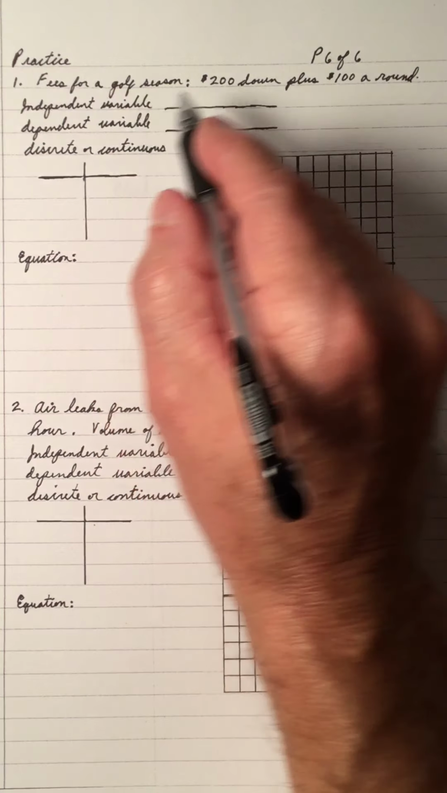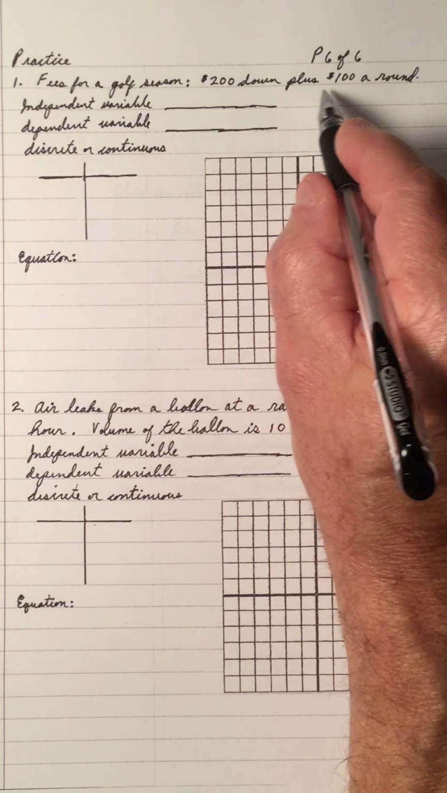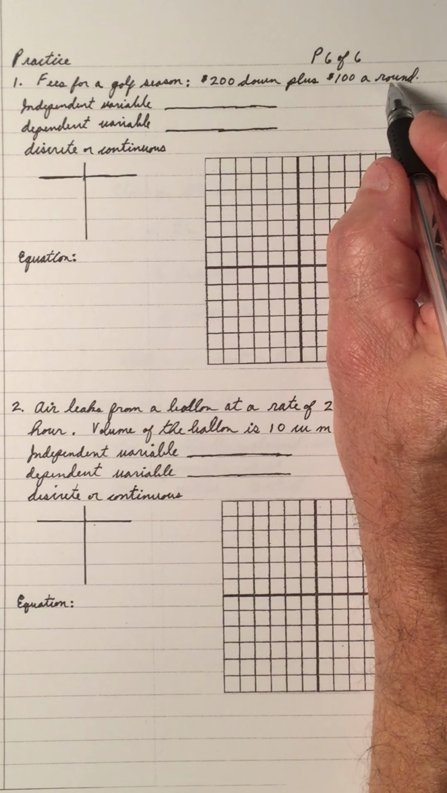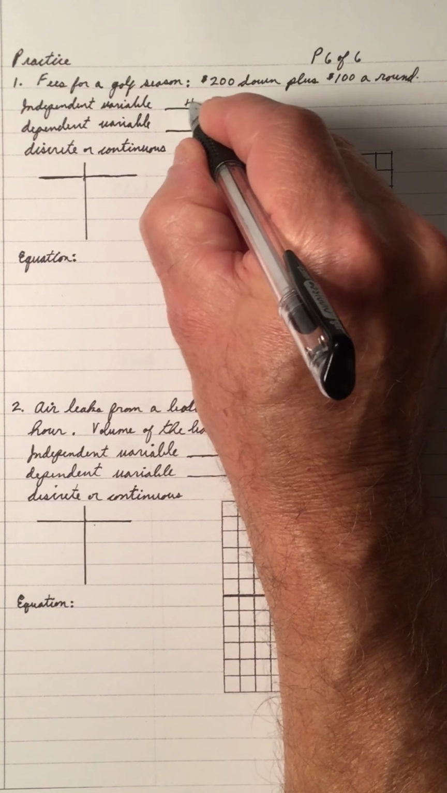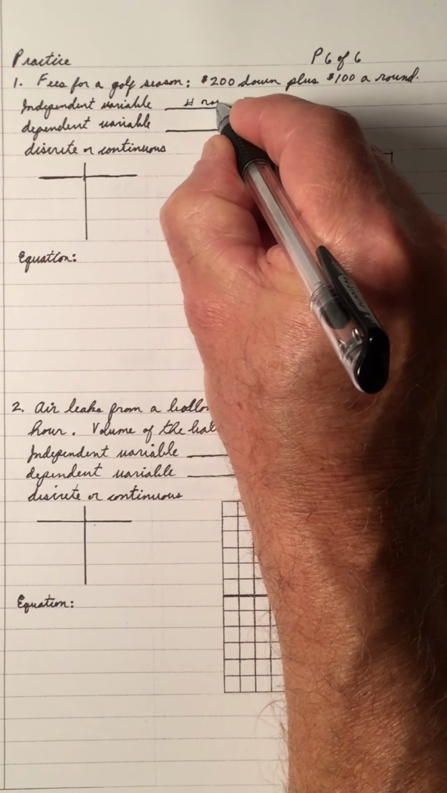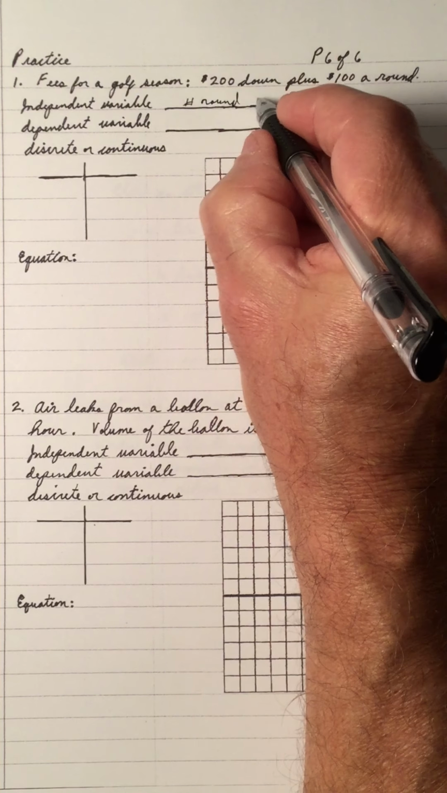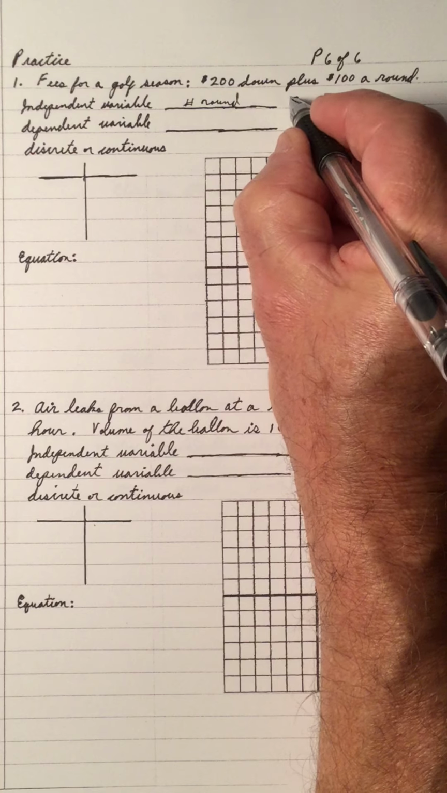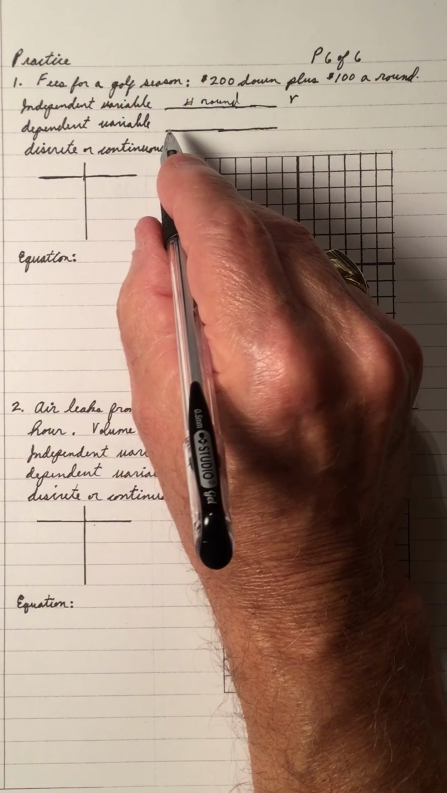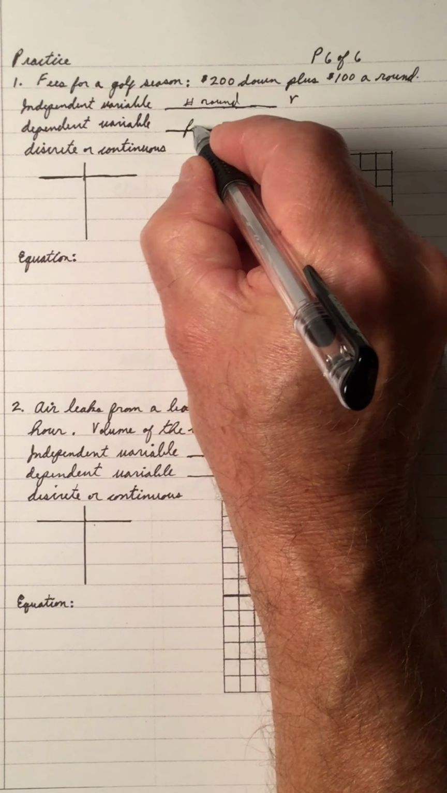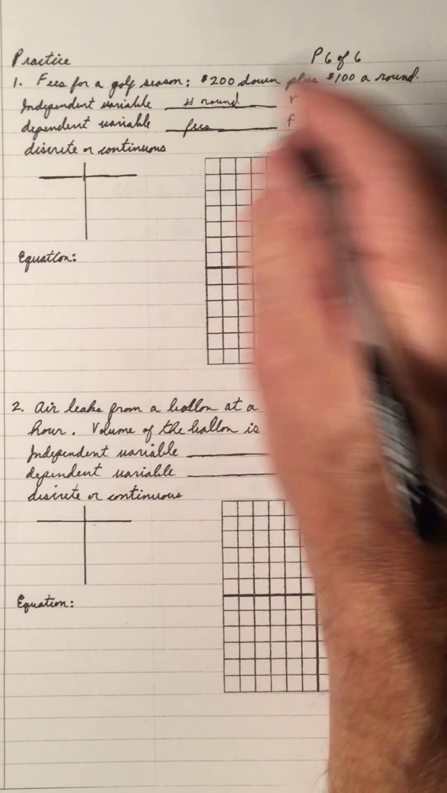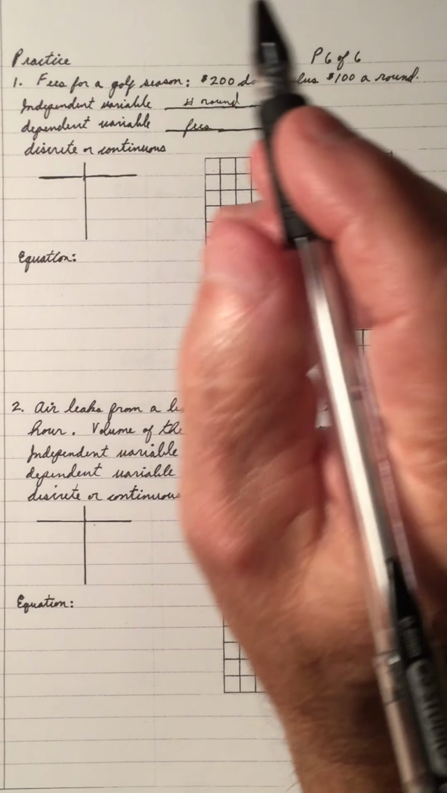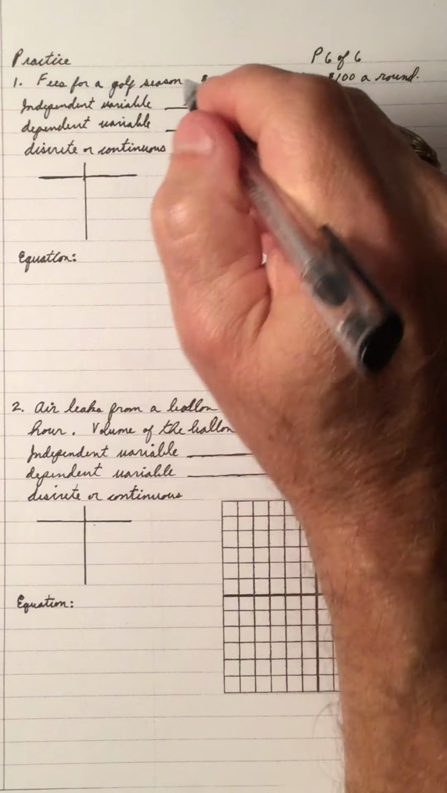The fee for a golf season is $200 down plus $100 a round. So your independent variable is the number of rounds, and I'm going to call the number of rounds R, R for rounds. The dependent variable is your fees, or your cost if you want, and I'm going to call it F for fees or costs. So how much money you pay in the season depends on how many rounds you play.